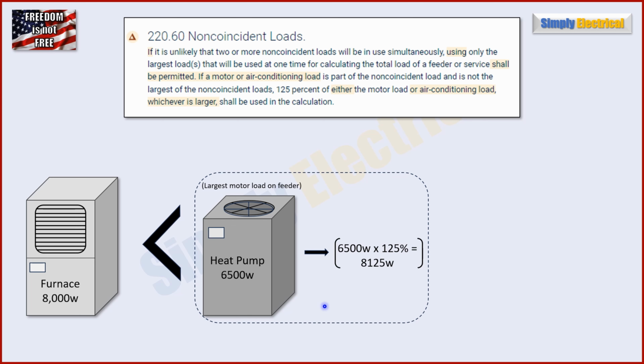So the heat pump is actually the largest non-coincident load after all. That means we simply take that value as our total. 8,125 watts is our total. So this approach captures the heat pump as both the largest non-coincident load and the largest motor load on the feeder.